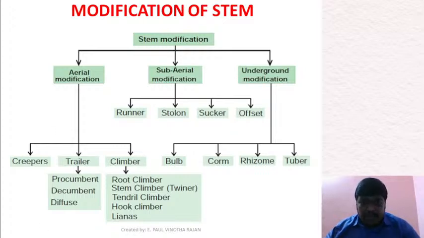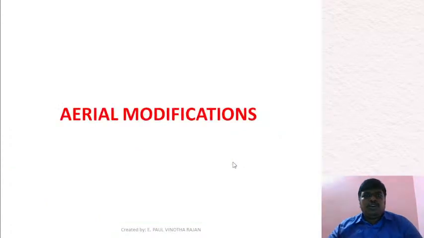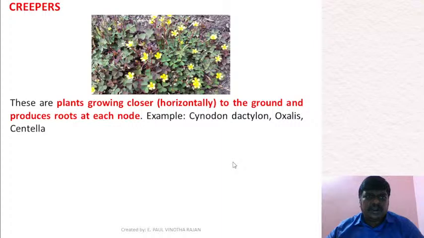First, I am going to explain to you about the aerial modification. In the aerial modification, we have creepers, trailers, climbers. In subaerial modification, runner, stolon, sucker, offset. In underground modification, bulb, corm, rhizome, tuber. These are all examples for that. First, let me explain about the aerial modifications.